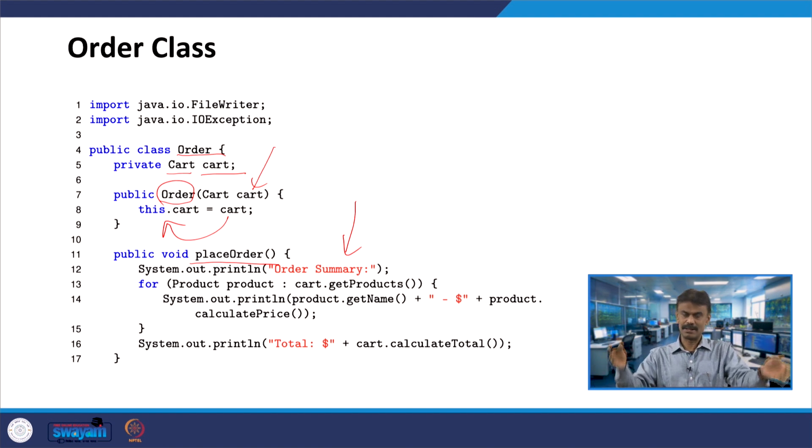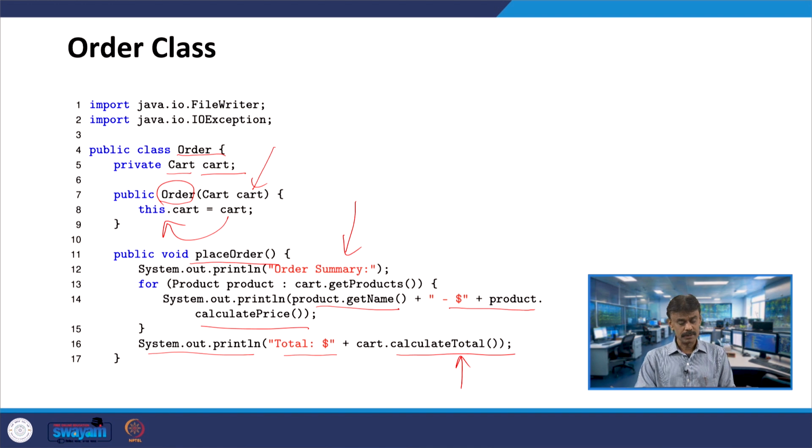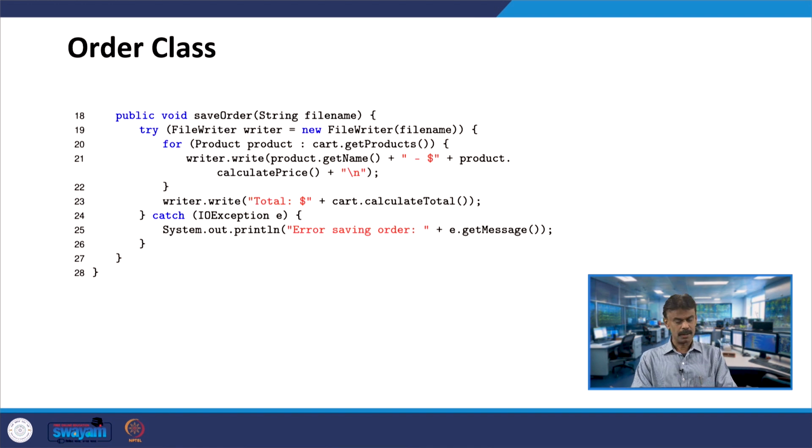So, you have several products, assume that it is P1, P2, P3, etc. All will be printed, that means assuming you have n products, you get the name and print the value in dollars. What is the value? It is invoking calculate price, let us say $10, $20, $5, etc. Then you are printing the total in dollars, where cart is invoking calculate total. Calculate total we have done, and then save order, exactly what we have done in the case of the hotel management system problem. We are almost going to do the same thing.